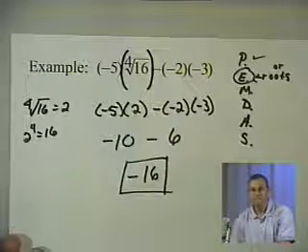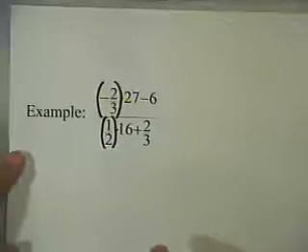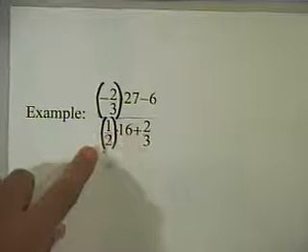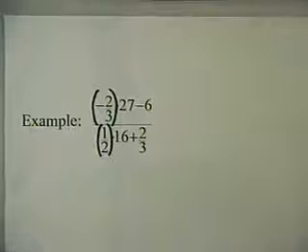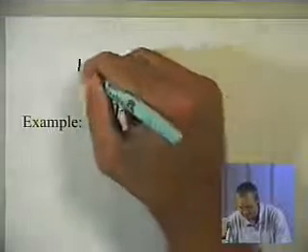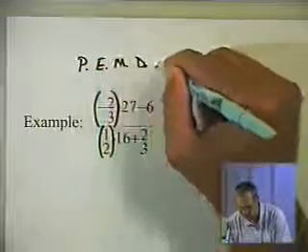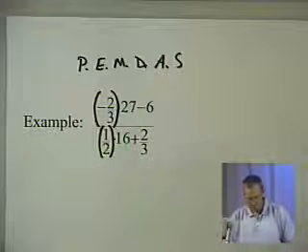Okay. All right. Let's try one more. Negative 2/3 times 27 minus 6 divided by 1/2 times 16 plus 2/3. Now this looks like a pretty complicated problem, but if we have our order of operations handy, I'll write those out. Please excuse my dear Aunt Sally. And if we take it one step at a time, it shouldn't be too bad.